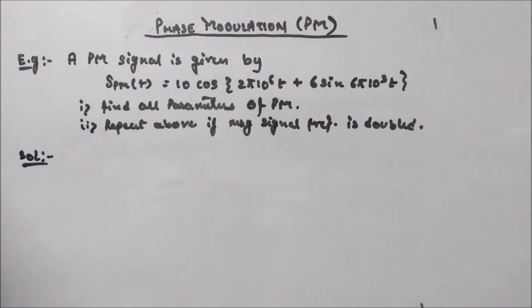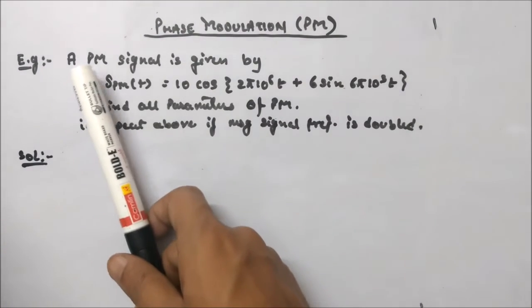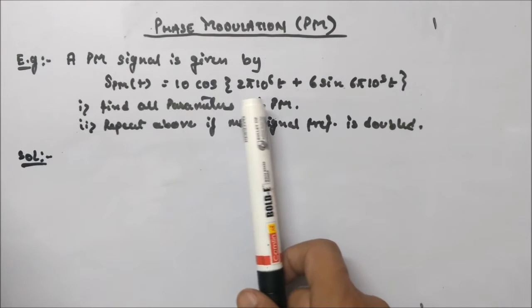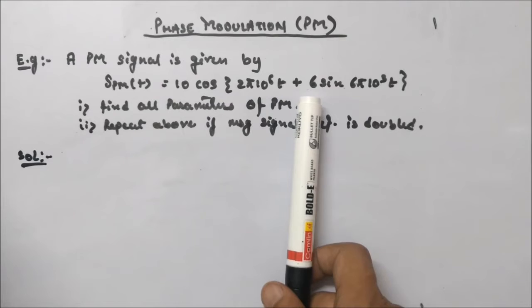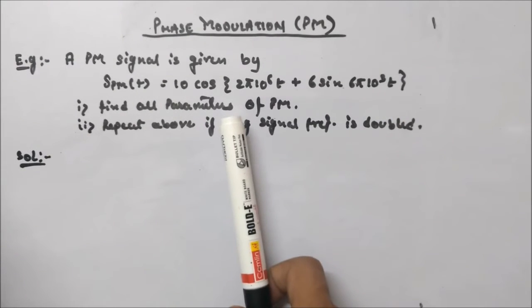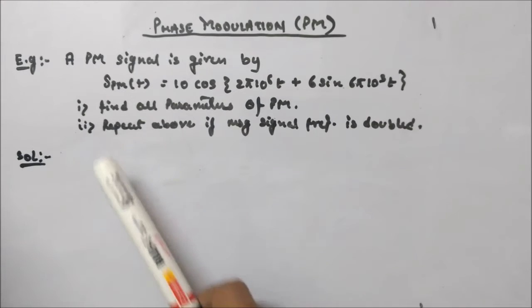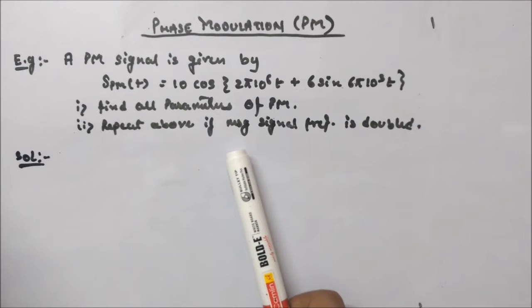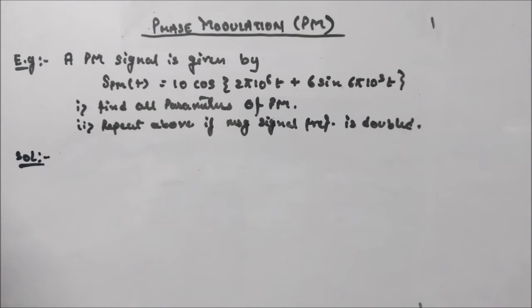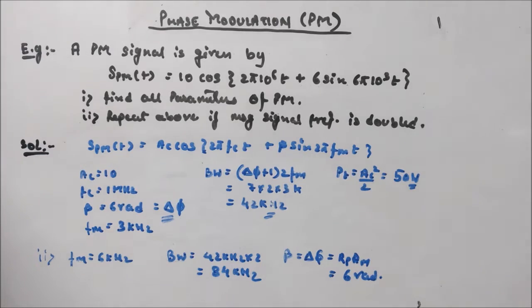Let's see an example on PM. Our phase modulated signal is given by s_PM(t) = 10 cos(2π × 10^6 t + 6 sin(6π × 10^3 t)). You have to find all the parameters of PM, and you have to repeat the above process if the message frequency is doubled. Let's look at the solution.